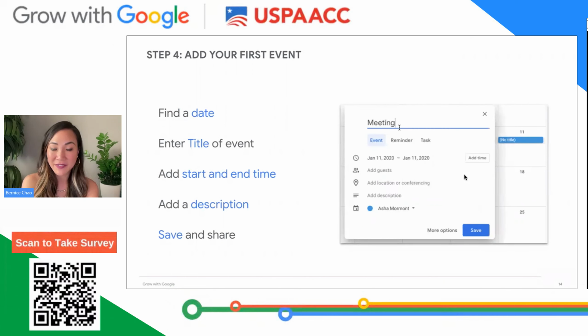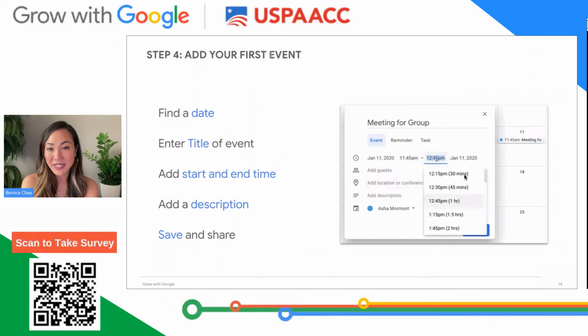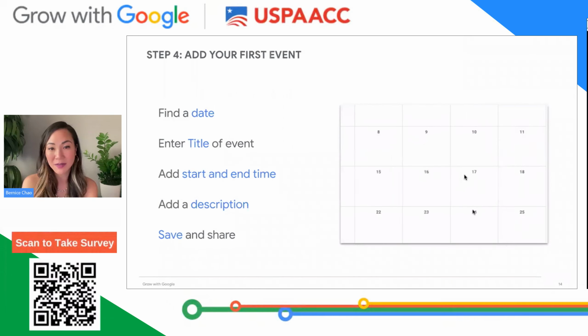Enter the title of the event. Select a title that's short but explains the purpose, then edit the event to add additional details. Here you can change the date and duration of the event and add a location, description, or attachments. Click Add Time and specify the start and end time of the event.